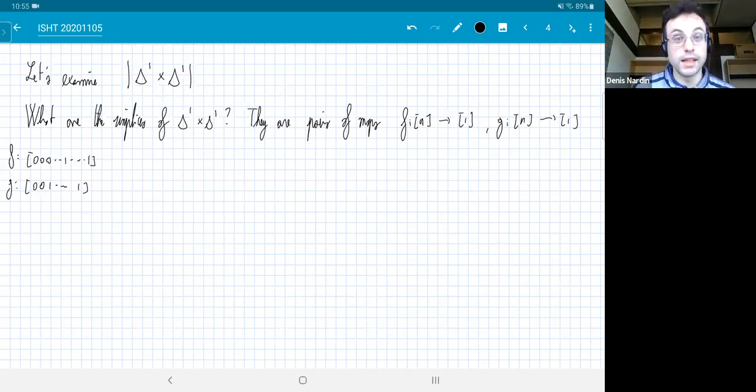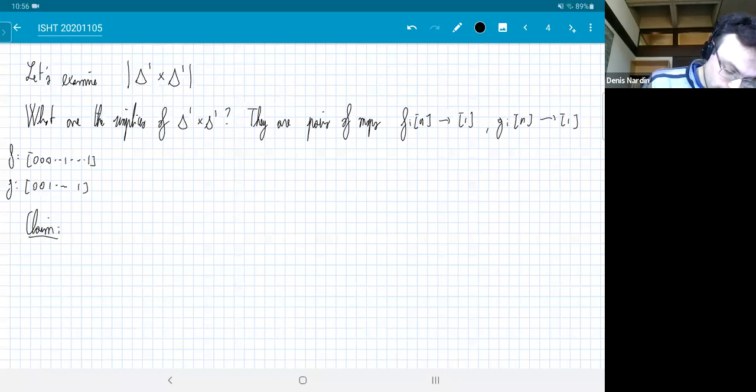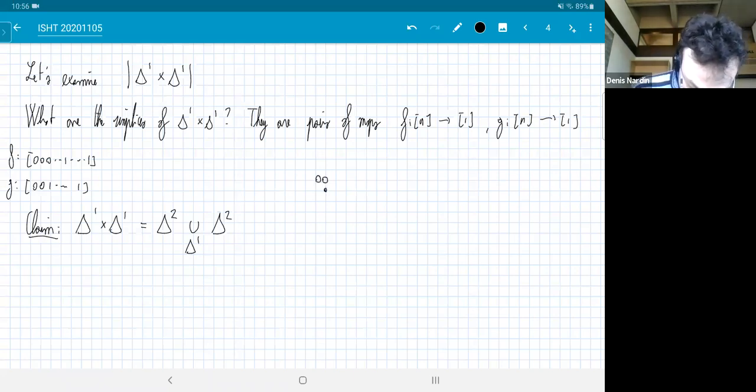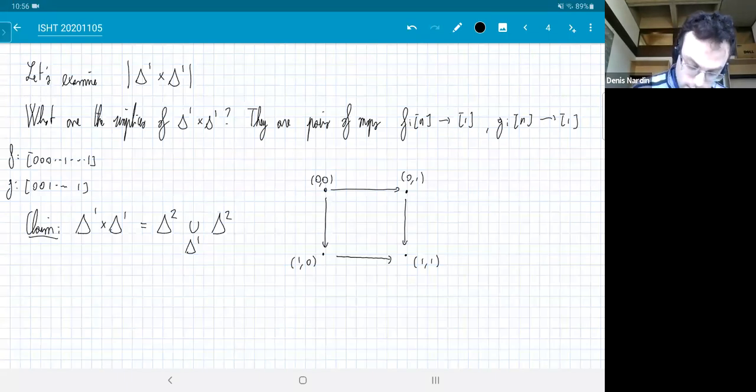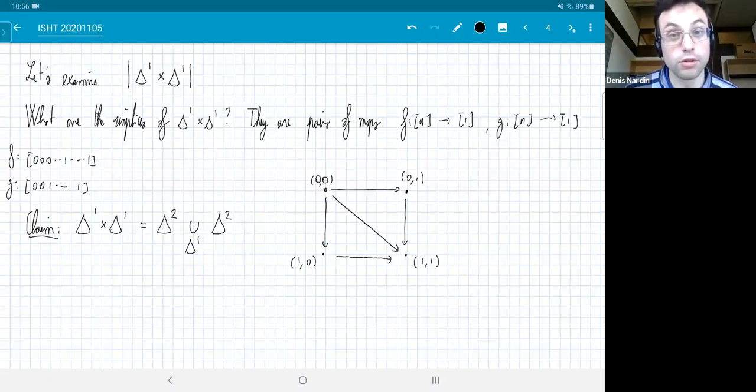And the degeneracy is just doubling one symbol. So I guess the claim I want to make is that delta 1 cross delta 1 is the union of two simplices along a certain one simplex. So let me draw what I mean. What are the vertices of delta 1 times delta 1? There are pairs, so there are four of them. And what are the one simplices? As it turns out, there are five of them, of the non-degenerate ones. Then there are also the constant ones that I'm not drawing for simplicity's sake.